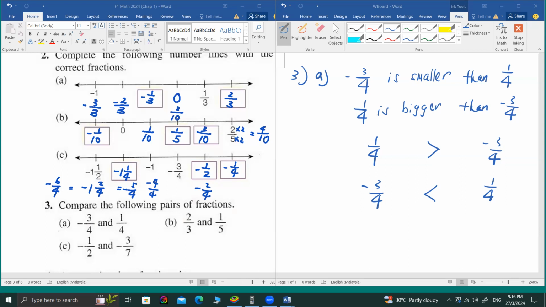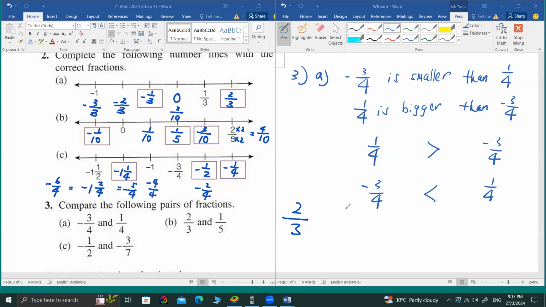Understand? Write it as the simplest fraction. Okay, now we see B. 2 per 3 and 1 per 5. Which one bigger? Which one greater? You all know how to see which one greater or not? Can you tell? How? How to see which one greater, which one smaller? Without calculator, I say. You learn in primary, right?